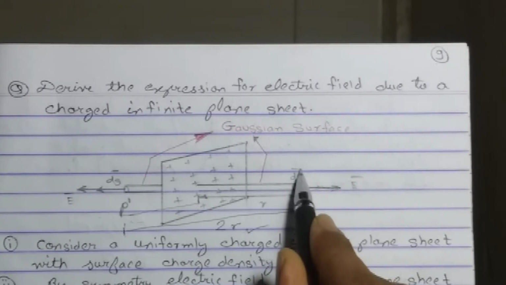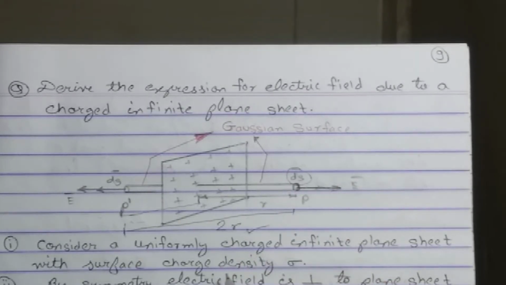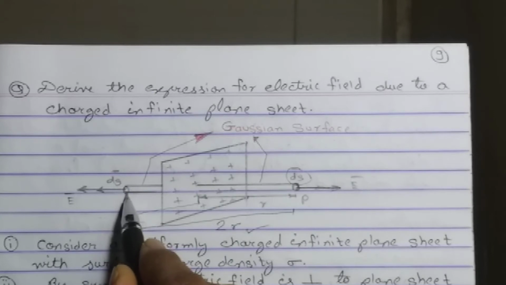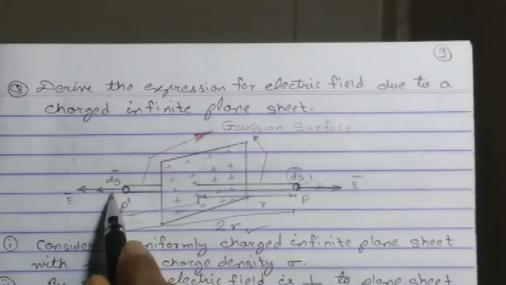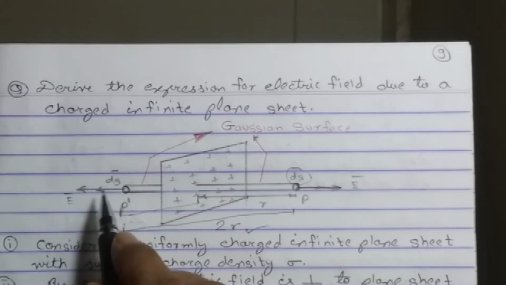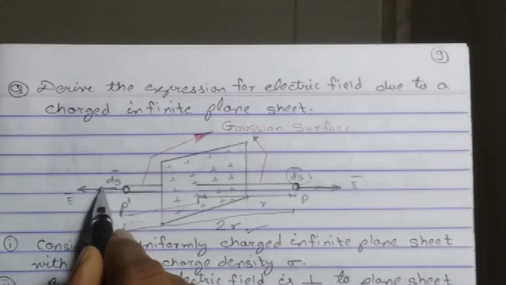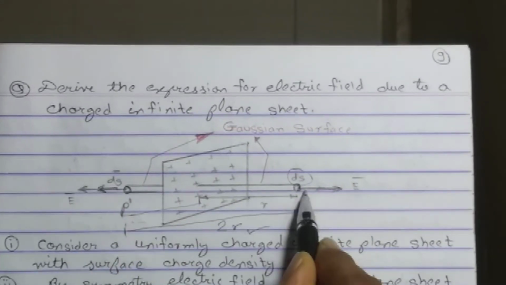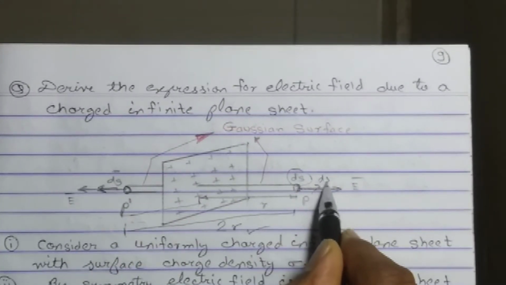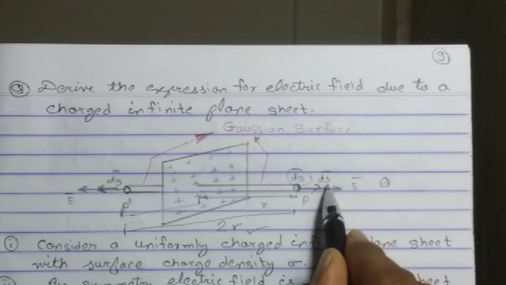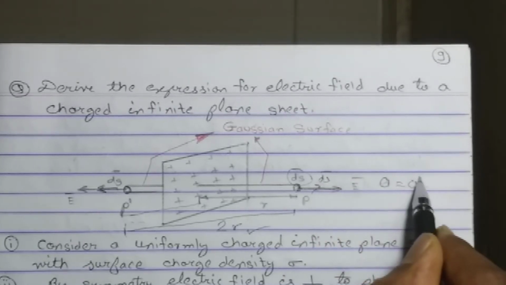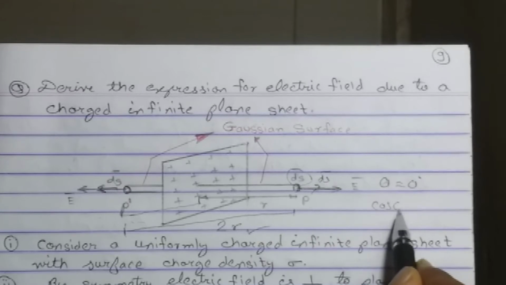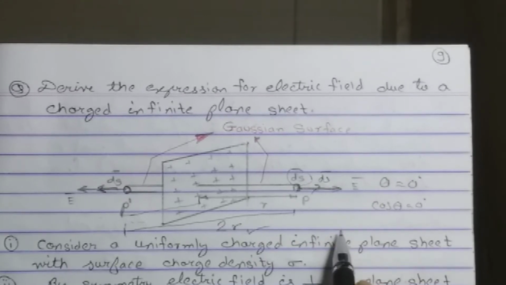What is the area of this end cap? ds, small area. Here also I consider small area ds. Here also the electric field is perpendicular. We observe that the plane is perpendicular to ds, that is the ds vector. What is the angle between ds bar and E bar? 0 degree. So what is cos theta? cos 0 degree, because I am going to apply Gauss law.